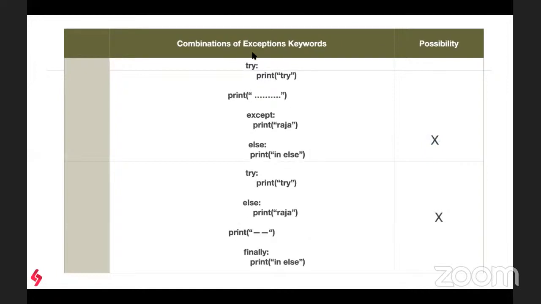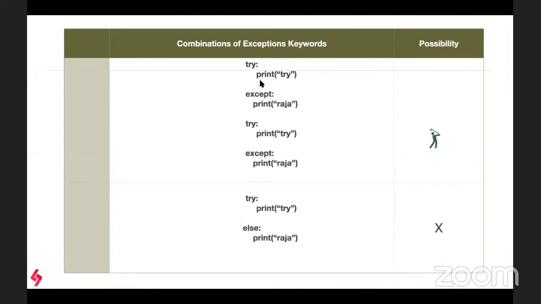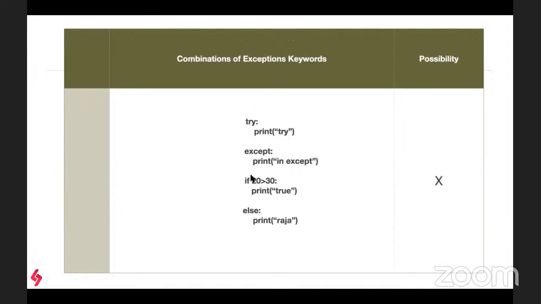Moving to the next one, combinations of the exception keywords. You cannot write a print statement between the try and except, it is not allowed. It is the same case for else and finally. Try and except is possible because within the same code, you can write multiple tries and multiple excepts with the flow. Nested tries and nested excepts are also allowed. Try and else is not possible. Some people try to write an if condition in between, which is generally not recommended, but syntactically it works. If you use this code, it works, but we generally do not recommend it.